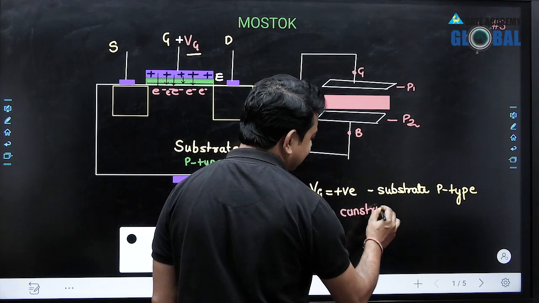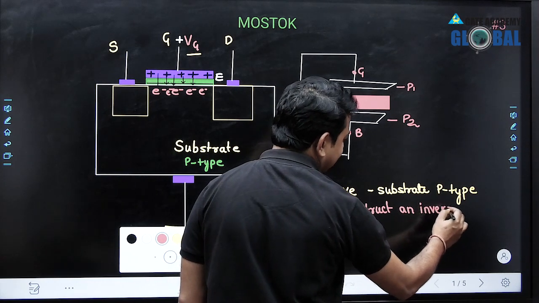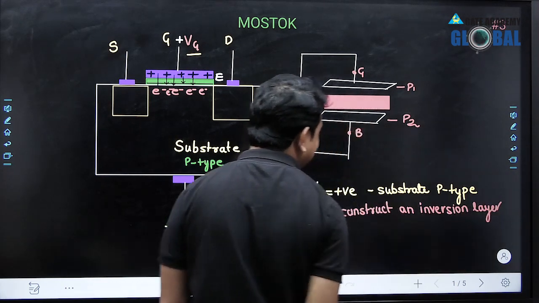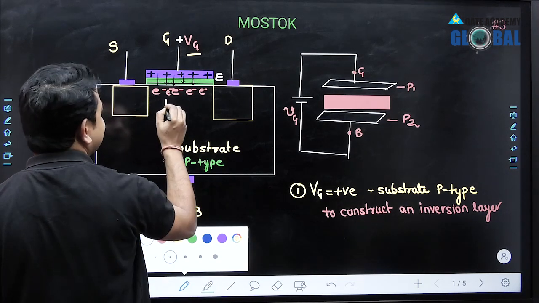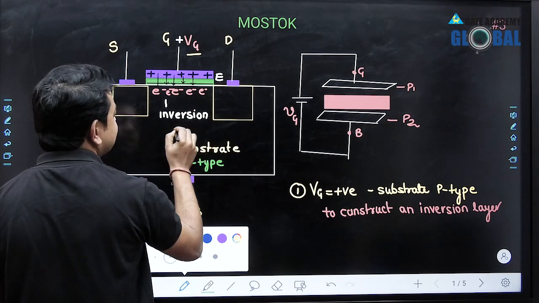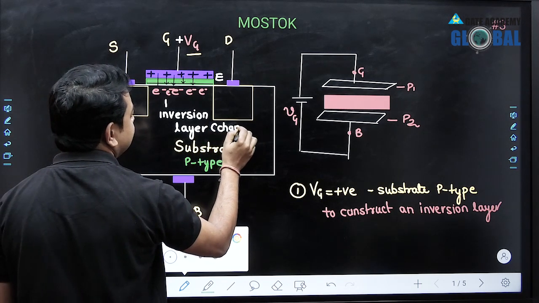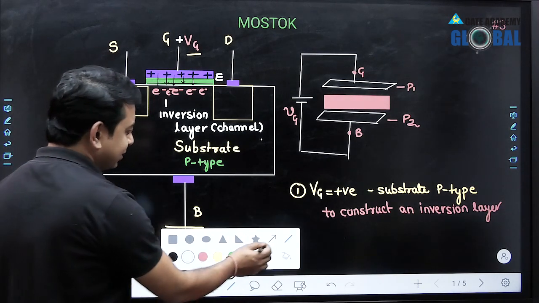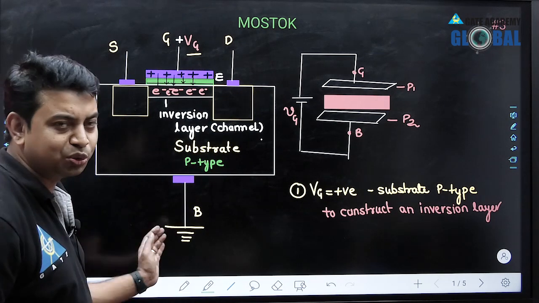So we want to construct an inversion layer. This inversion layer is present in the p-type semiconductor, and this layer is known as the inversion layer. So this particular layer is also called what? This particular layer is also called the channel. The meaning of this channel is nothing but the presence of a very highly conductive path between source and drain.